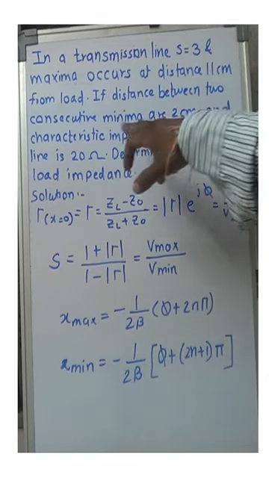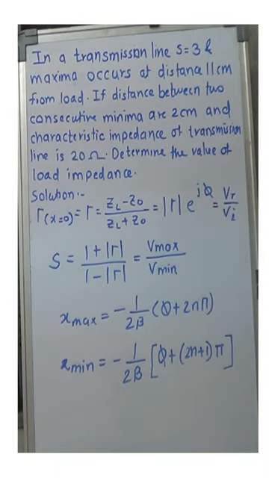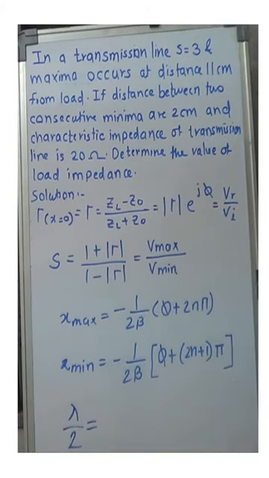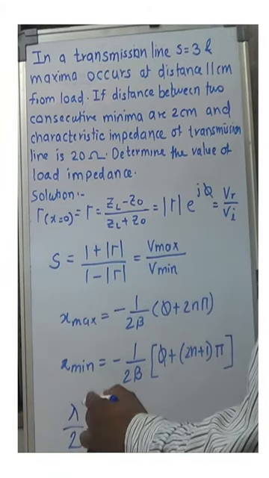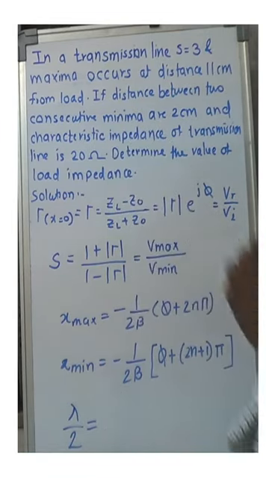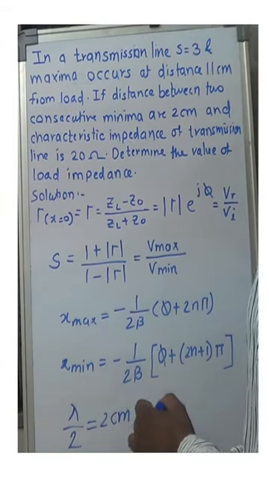If the distance between two consecutive minima is 2 centimeters, then as you know, the distance between two minima is equal to the distance between two maxima also, and that is equal to lambda by 2. So we can say lambda by 2 is the distance, as seen earlier, between two consecutive minima or two consecutive maxima. So here it is 2 centimeter, hence we can say that lambda is equal to 4.